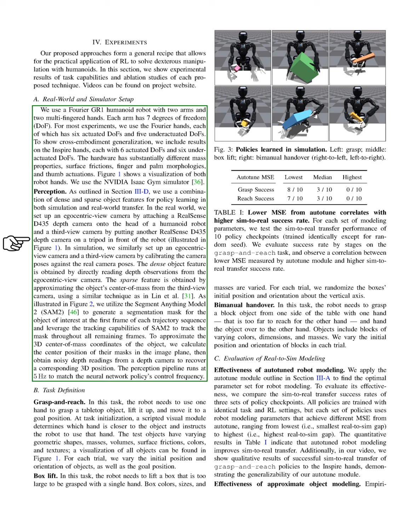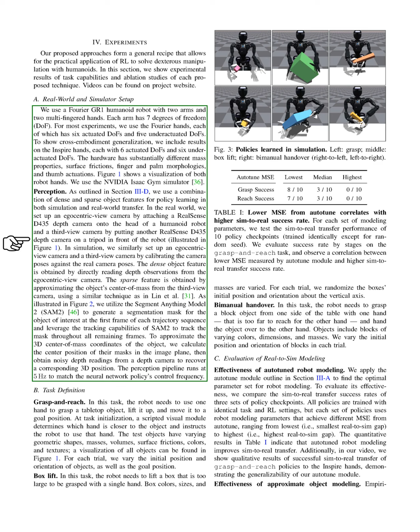In terms of perception, we combine dense and sparse object features for policy learning in both simulation and real-world settings. We set up an egocentric view camera on the robot's head and a third view camera on a tripod in front of it. In simulation, we calibrate the camera poses to match those in the real world. The dense feature is derived from depth observations, while the sparse feature approximates the object's center of mass using the third view camera. We utilize the Segment Anything Model 2 to create a segmentation mask for the object at the start of each trajectory and track it throughout the sequence.